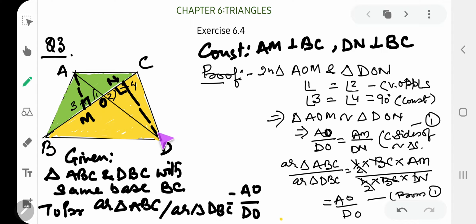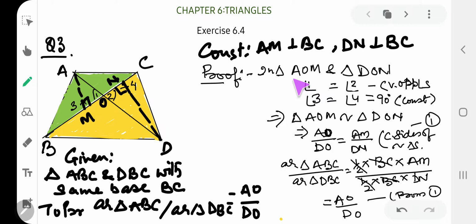that is, we will drop altitude AM from A to BC and altitude DN from D to BC. And let's prove that these two triangles are similar. Triangle AMO and triangle DNO we are taking. So angle 1 and angle 2, they are vertically opposite angles, and angle 3 and angle 4, both are 90 degrees each. Therefore, in these two small triangles, two angles are equal. Therefore, we can say that these two triangles are similar.